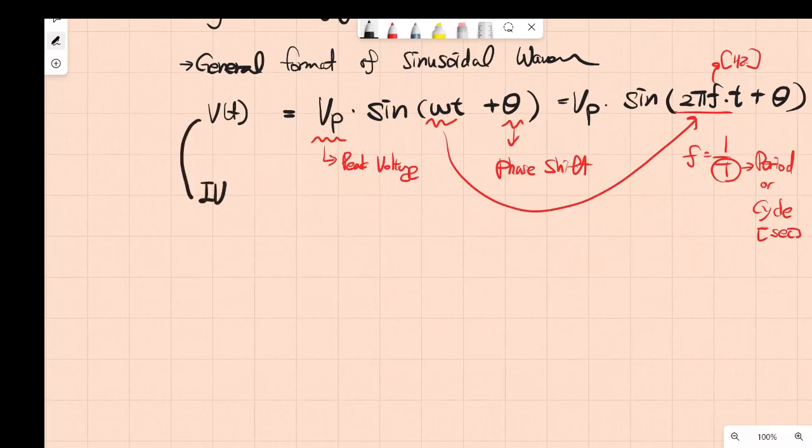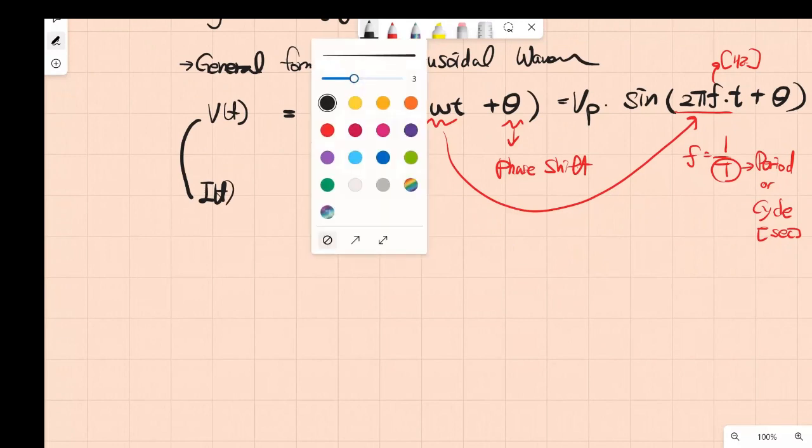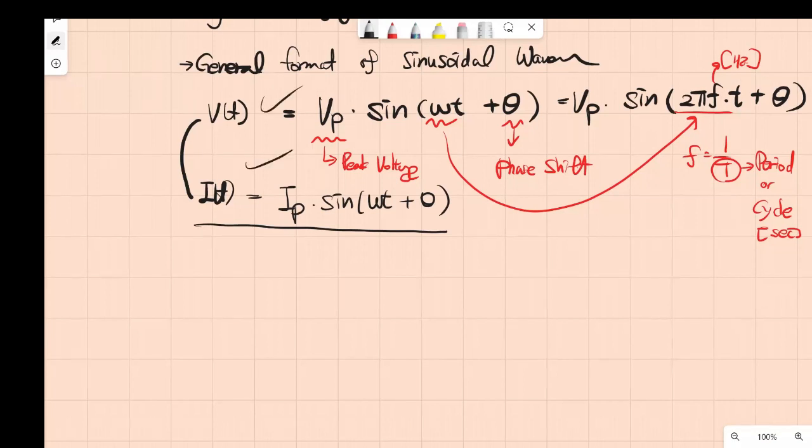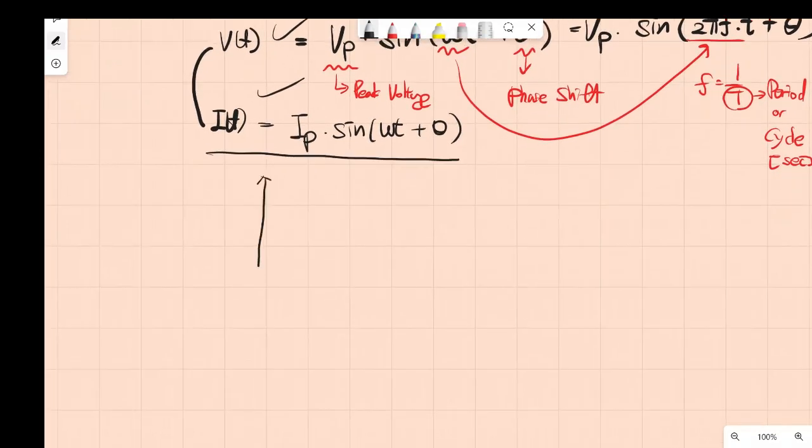Likewise, i(t) is the same thing: the current is I_p sine omega t plus theta. So any sinusoidal waveform we can put into this official format, v(t) or i(t). Now we're going to draw the reference graph, like this one.